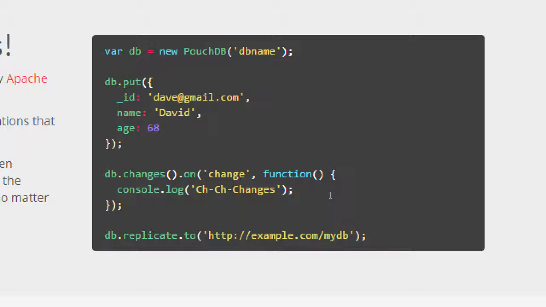It's monitoring for changes to the database. And then what's even cooler is that if you've got a cloud infrastructure set up, you can do db.replicate.to, and this database, which will only exist on the device by default, will then get replicated to an online CouchDB-powered database. So your database in total will be replicated over to some online service.